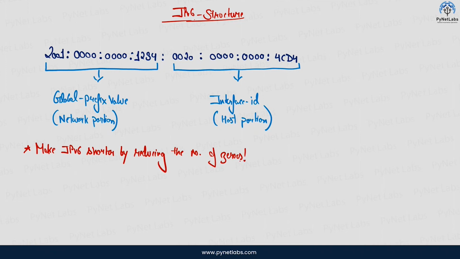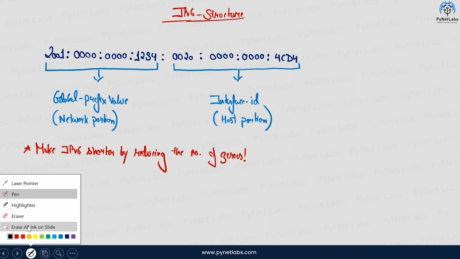Now, when I say that we can make an IPv6 address shorter by reducing the number of zeros, and also we can add a double colon, like how we are going to make it shorter. Let's say that I got some address. So here reducing the number of zeros doesn't mean that this 2001 I'm going to write like 21. It's not accurate. So you need to mention the complete 2001.